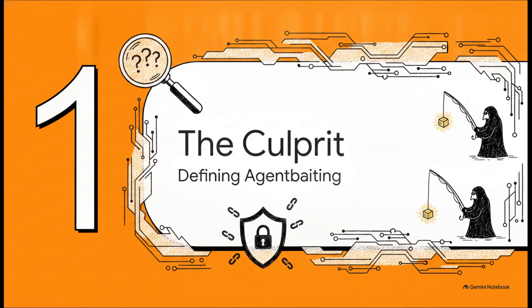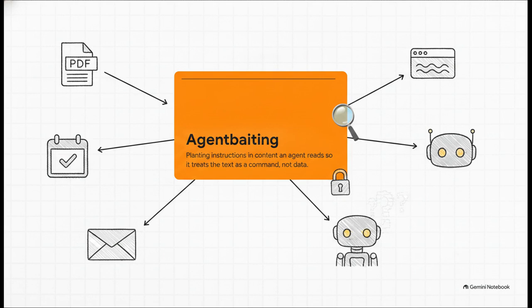Let's get into it. So what exactly is agent baiting? Basically, it's the practice of planting hidden instructions inside content that an AI agent is likely to read. The goal is to trick the agent into treating that planted text as an actual command rather than just normal data. Attackers are hiding these commands in everyday, totally harmless-looking files. We're talking PDFs, standard web pages, calendar invites, even a simple email signature. They just plant the bait and sit back, waiting for an autonomous agent to come along and process that content.